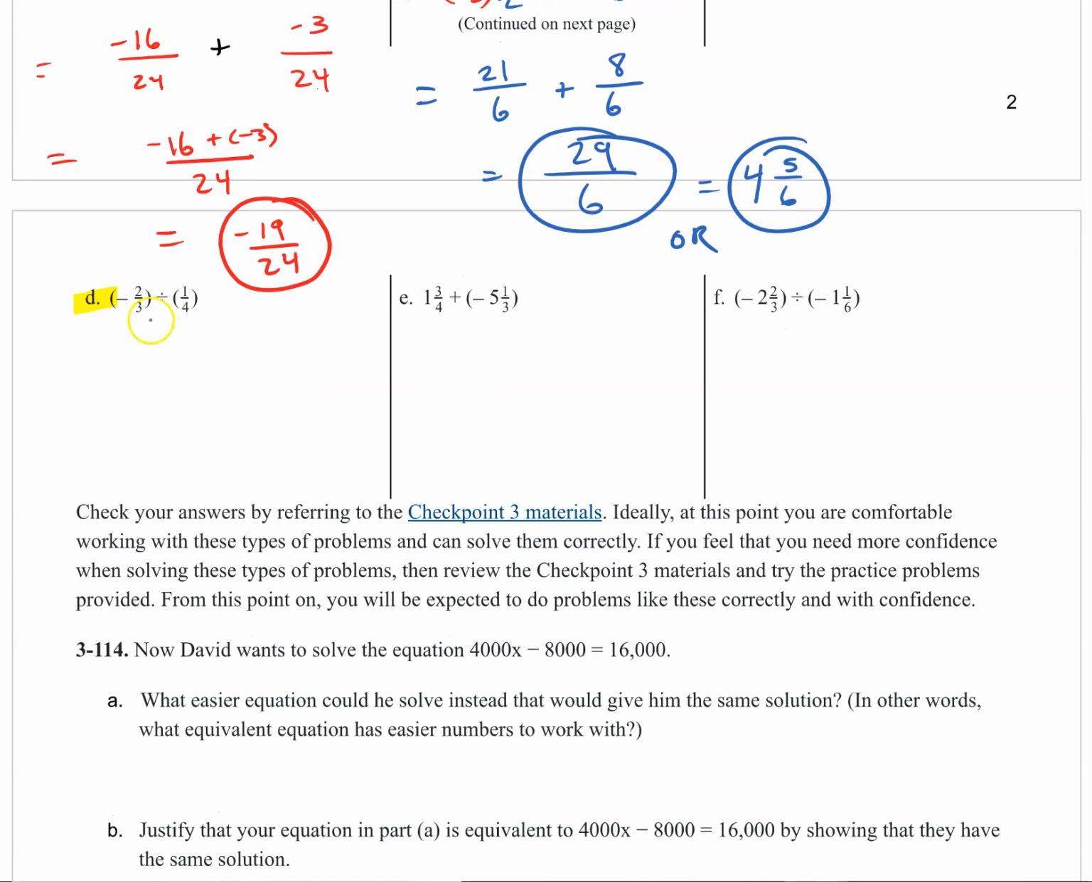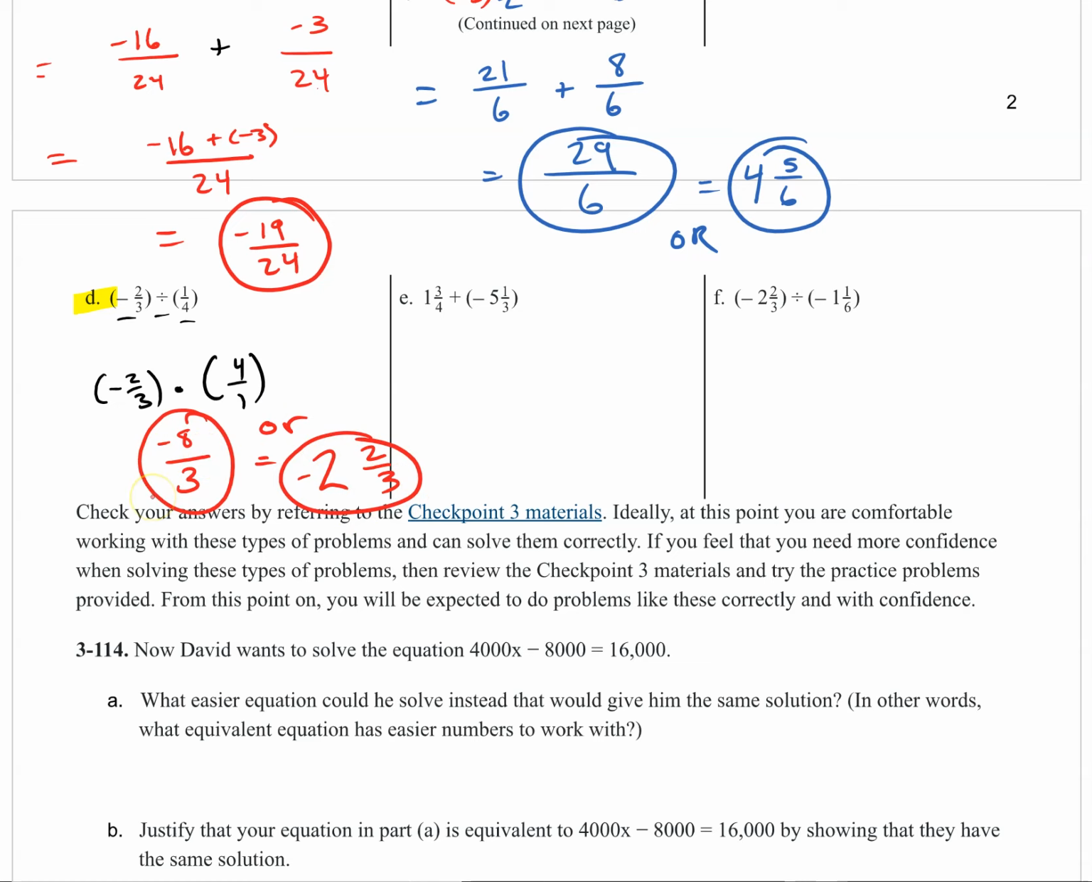When you divide two fractions, keep the first one, change the sign, flip. Keep the first one, change division to multiplication, flip. Keep, change, flip. Nice thing about multiplying fractions is you just multiply straight across. Negative 2 times 4 is negative 8 over 3 times 1 is 3, and we're done. You can also turn this into a mixed fraction. 3 goes into 8 2 times, and then there's going to be a remainder of 2. This is a negative number, so the outcome should still be negative. So negative 8/3 or negative 2 2/3 is your answer.